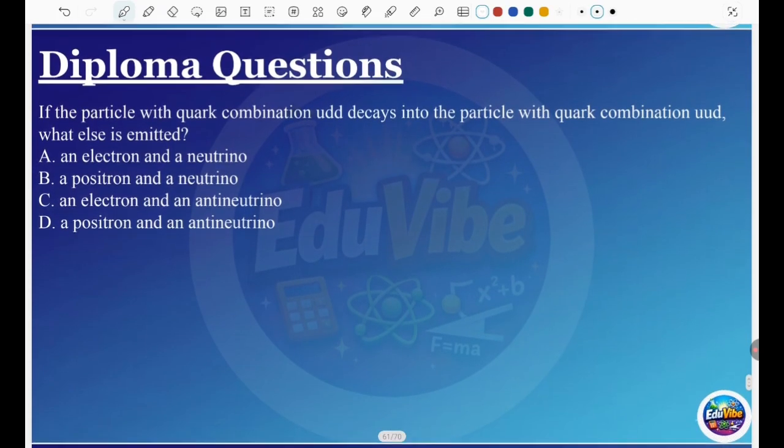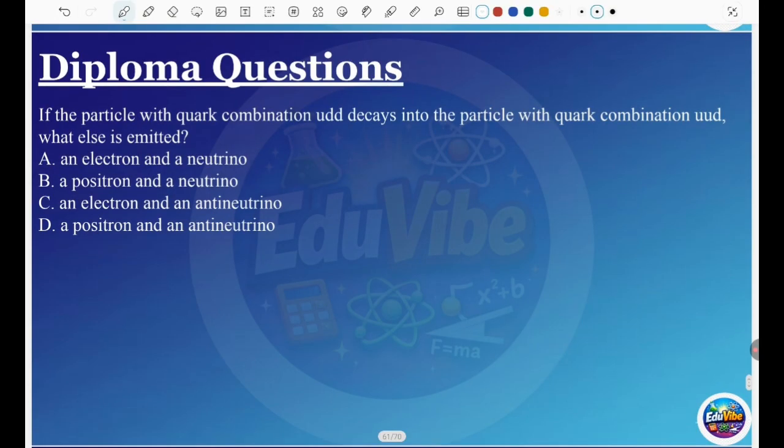So let's move on to the next question. Again, a theory-based question on quarks and the standard model. If a particle with a quark combination of UDD decays into a particle with a quark combination UUD, what else is emitted? So what's happening? UDD decays to UUD. So what else is emitted?